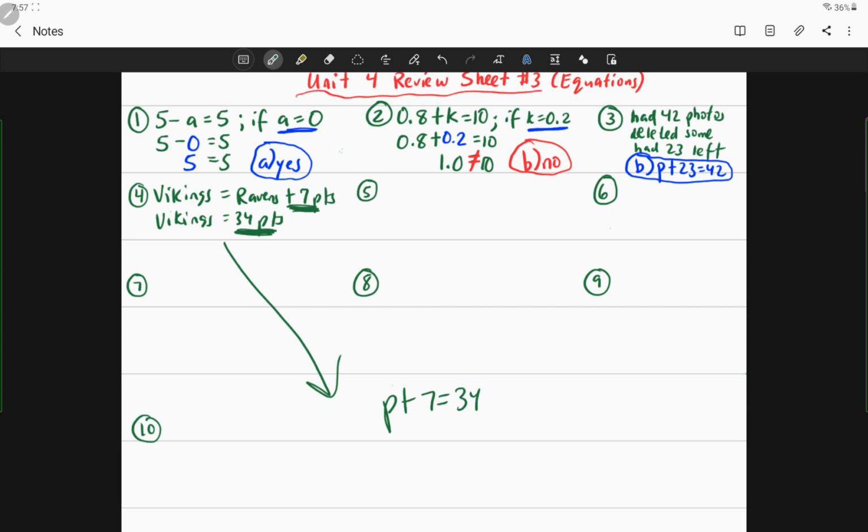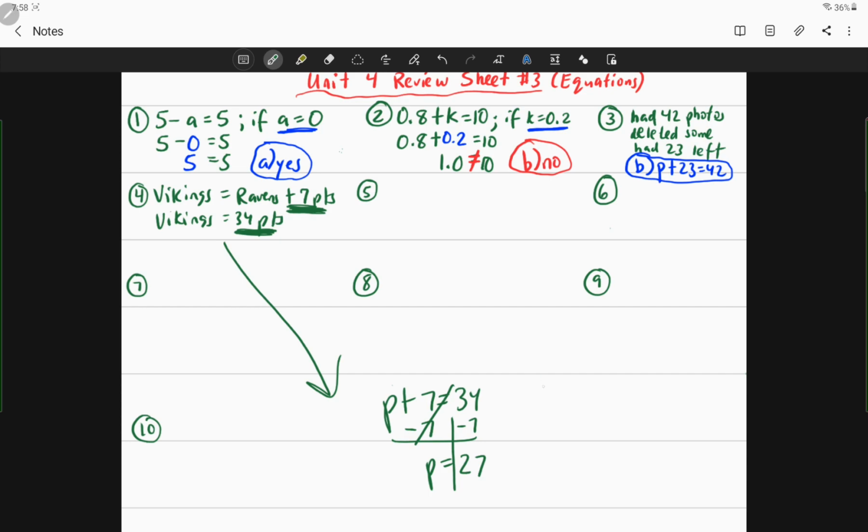So by default, this leaves us with the correct answer being choice C, which says P plus 7 is equal to 34. If you look at it, it goes back to what we spoke about. It says the Vikings had 7 more than the Ravens. Remember, more we can think of as being adding. And if you want to double check, just to see if this works out, which it does, you're going to get P is equal to 27.